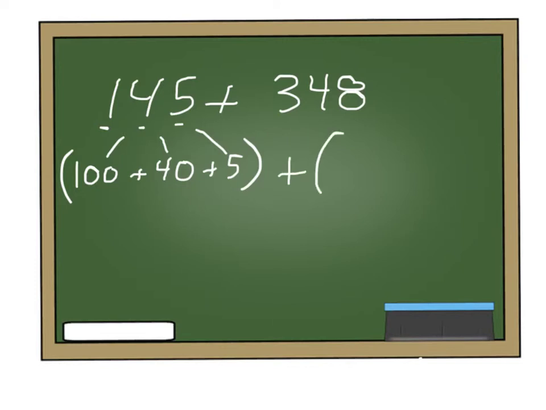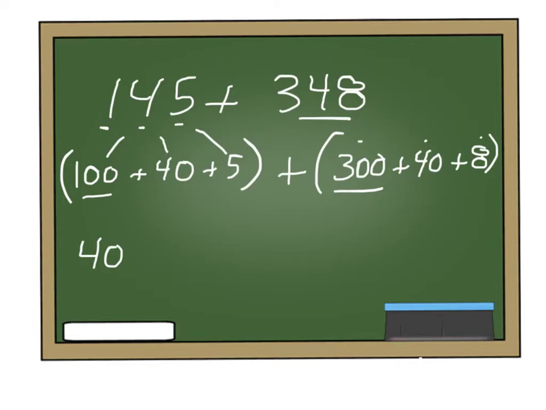Now we'll break apart 348, and we know that is 300 plus 40 plus 8. Again, 3 parts, and 348 is our whole. Now let's group the numbers together that are alike by place value. I have one group of 100 and 3 groups of 100. One group plus 3 groups equals 4 groups of 100.